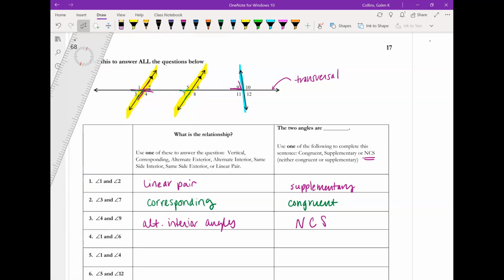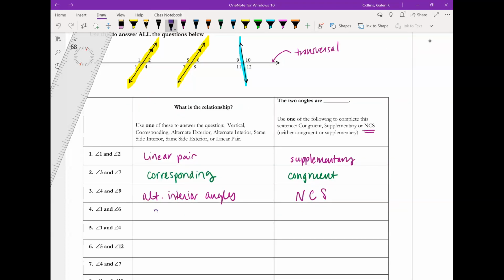All right, next we have angles 1 and 6. Angles 1 and 6 are both on the same side of their transversal. So like angle 1, oops, you know what, this is getting crowded. I'm going to erase and start over. Angles 1 and 6 are on the same side of their transversal, and they are both exterior angles. So that's what we call same side exterior. And we said same side exterior angles are supplementary when those lines are parallel. So since they are on lines that are parallel, they are supplementary.